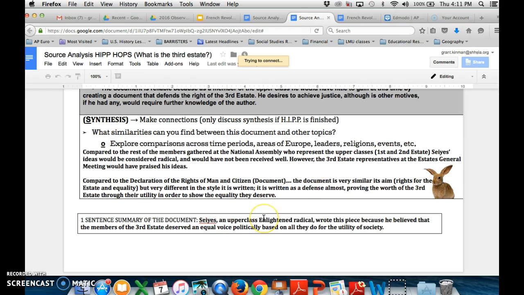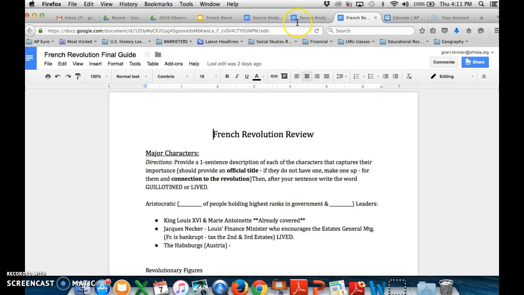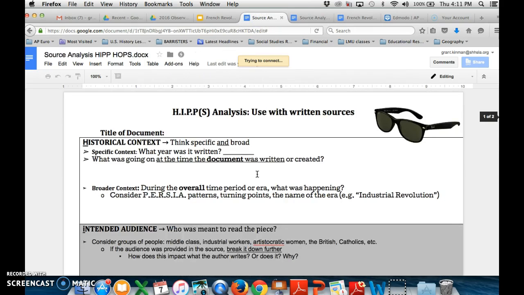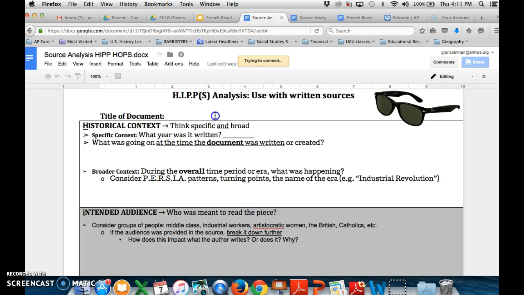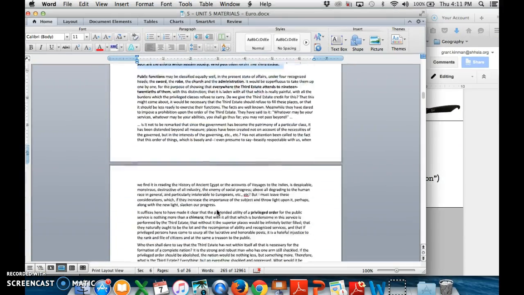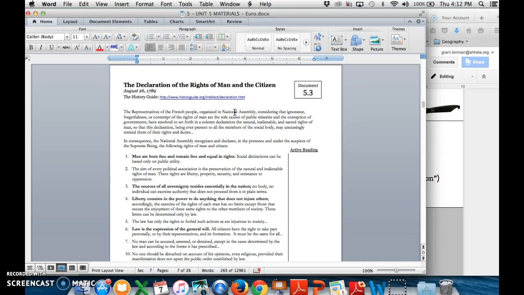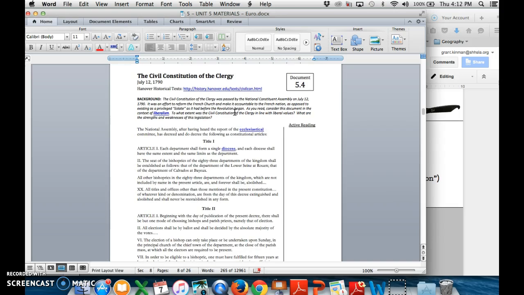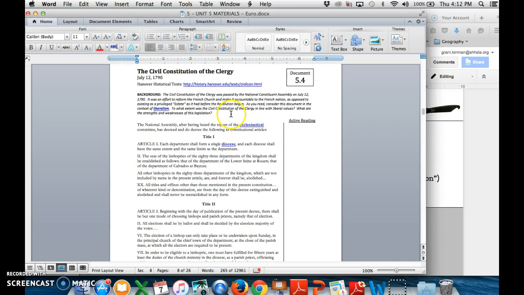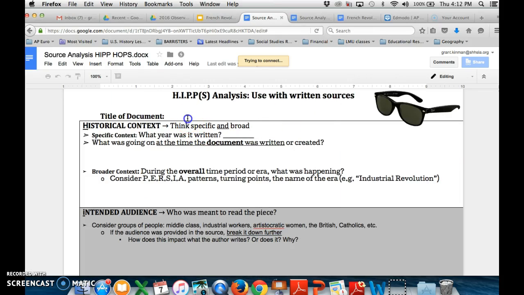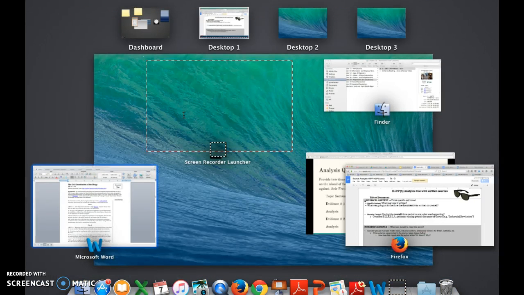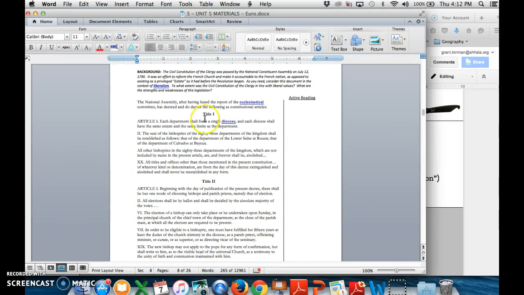And then one sentence summary. Alright, so what you're going to do is you're going to finish analysis for each of the other documents. So the first document that you have is the Declaration of Rights of Man and Citizen, or maybe it was this one, the Civil Constitution of the Clergy. It doesn't matter. Whichever one it is, you write the title here, and then on the side here, active reading, all I want you to do is write very short summaries or ideas for each of the sections here.